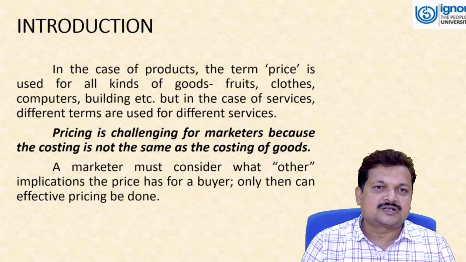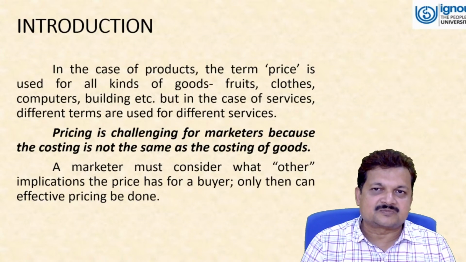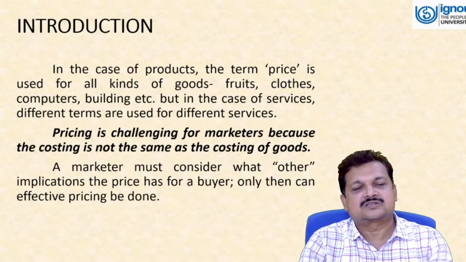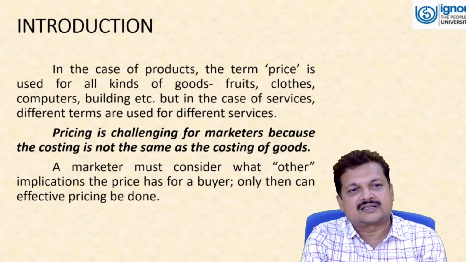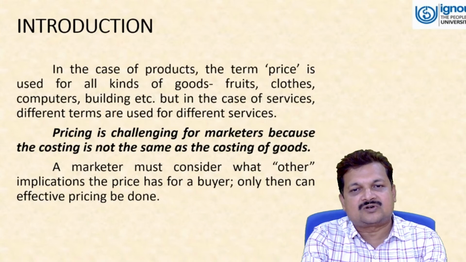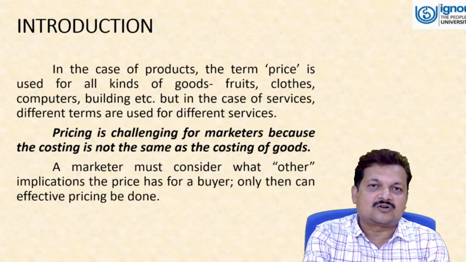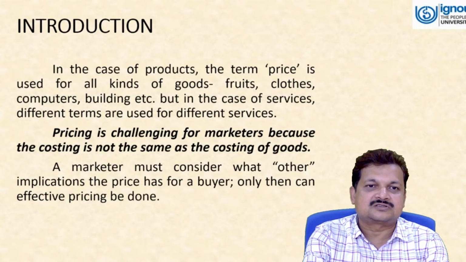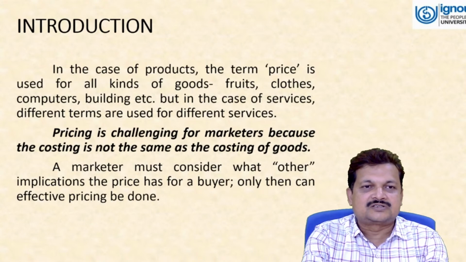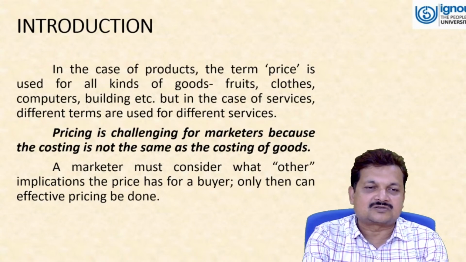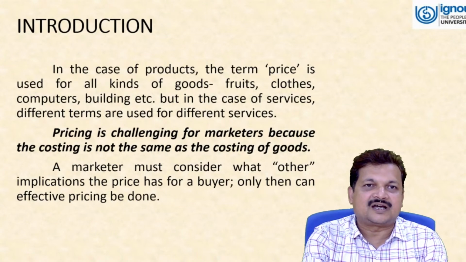So when we talk about the price of a product, goods, clothes, computers, books, like that, pricing is challenging for marketers because the cost is not the same as the cost of goods. The cost of goods means the production cost, and when you talk about costing, that is the selling price. The difference is that the profit is there. So what price the customer is ready to accept, that is what we call the price, and that is determined by the sellers.